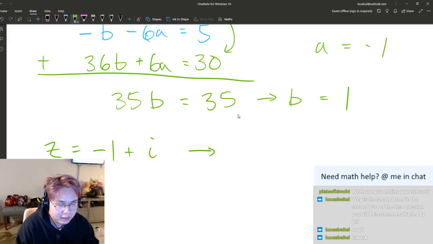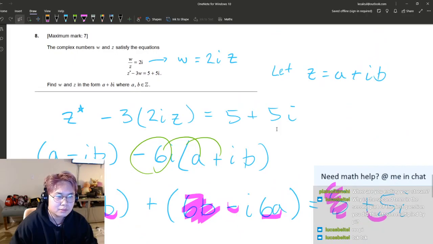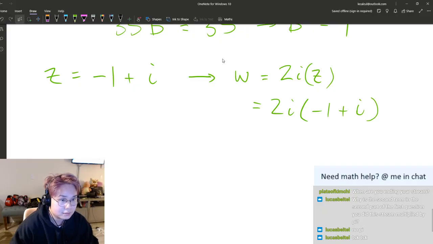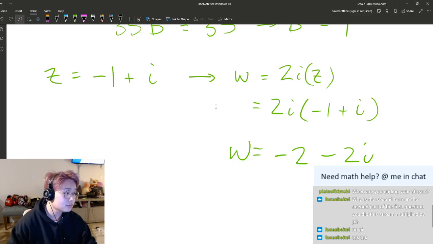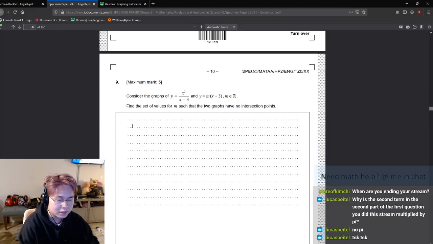And then this implies that w, which is 2i times z, is 2i times negative 1 plus i. I'm just double checking that that was it. So what do we got? Negative 2 minus 2i is w. Not bad. And then, okay, some more short questions.